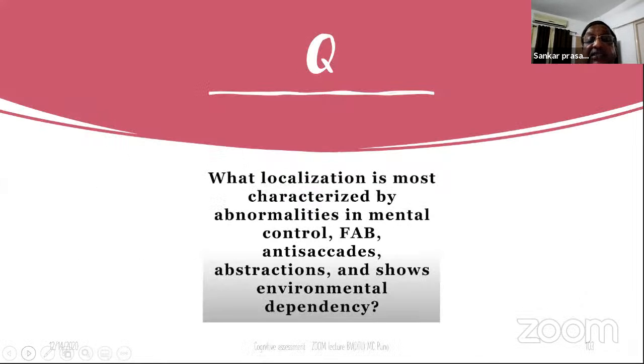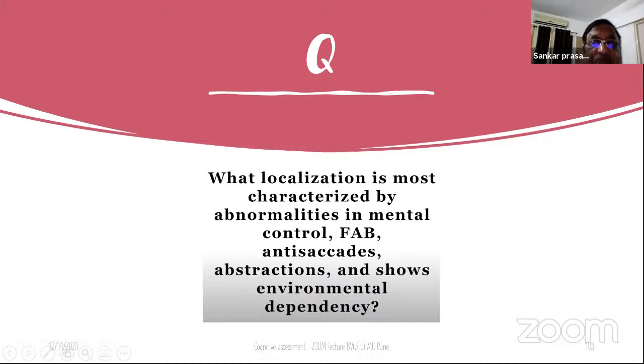What localization is most characterized by abnormalities in mental control, frontal assessment battery, anti-saccades, abstractions, and shows environmental dependency? What is that disease? What is the disease which will... I am waiting for the answer. What disease will cause this?